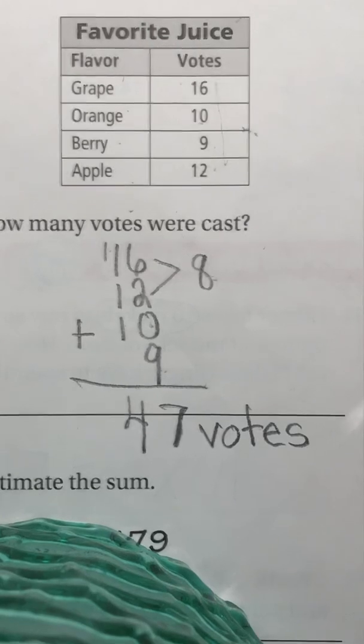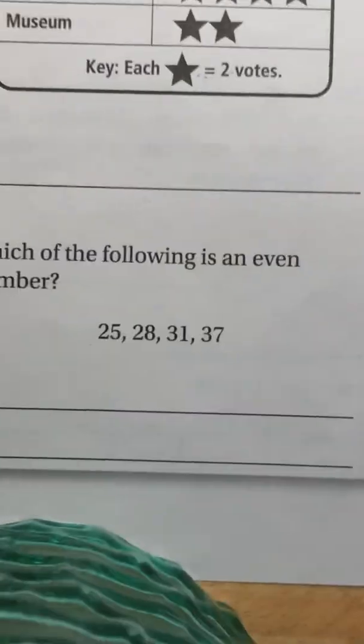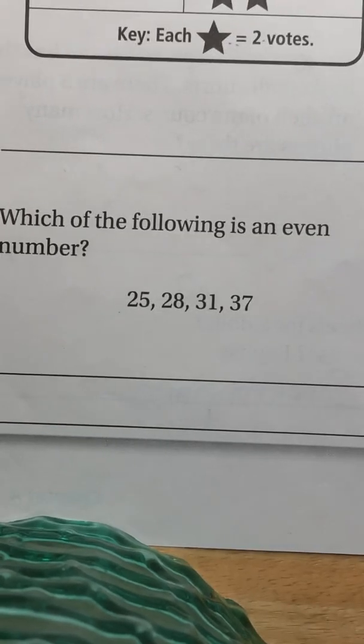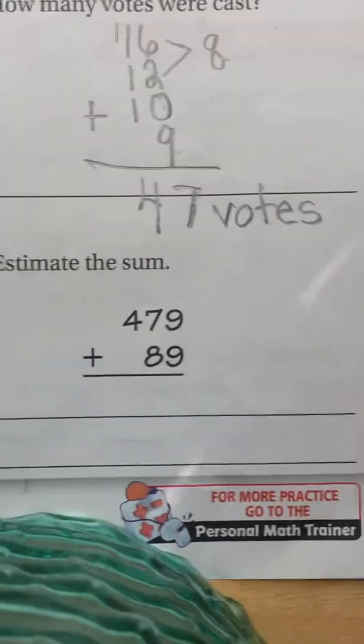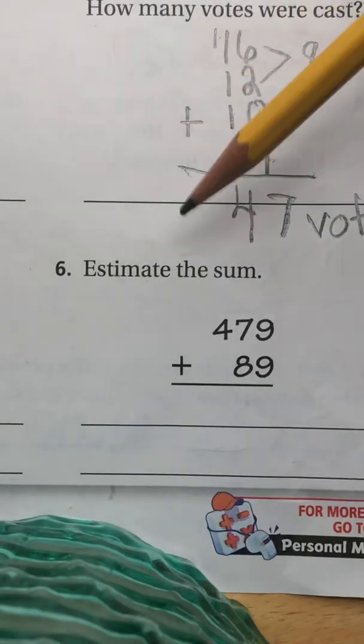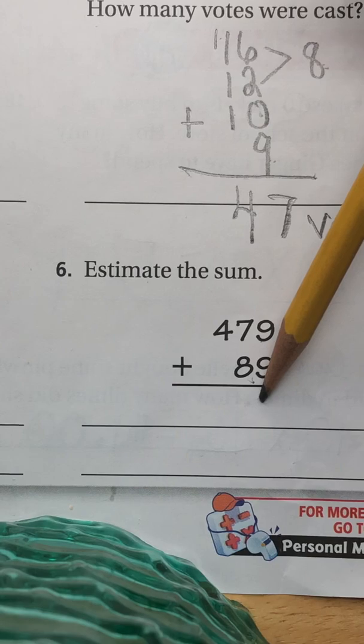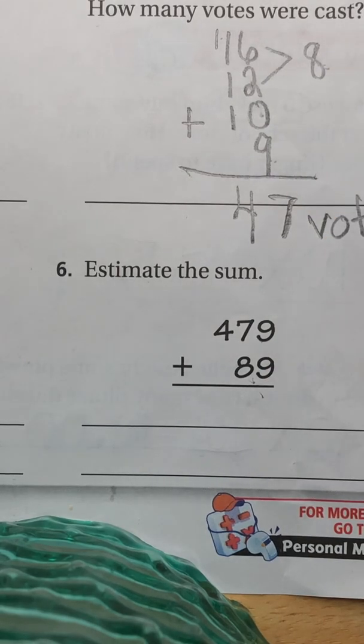Okay? Let's go to the very bottom. It says, which of the following is an even number? I'm not going to do that one. You should know that. And I'm not doing number 6. It says estimate. So after you find the sum, take that sum and round it to the nearest 100.